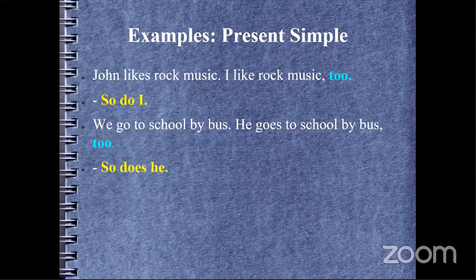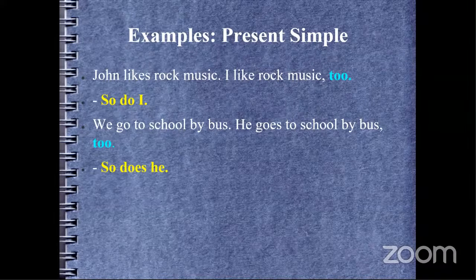Now, take a look. Sentence number 1. John likes rock music. ¿A John le gusta la música rock? A mí me gusta la música rock también. Entonces, para evitar la segunda oración, podemos decir, John likes rock music. So do I. A mí también.